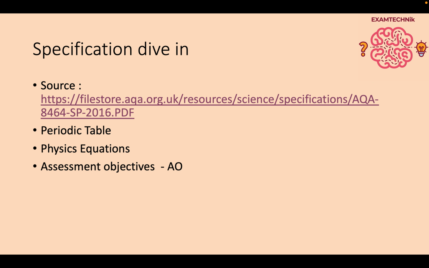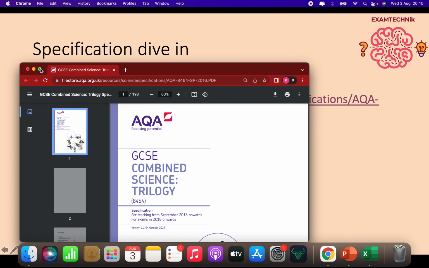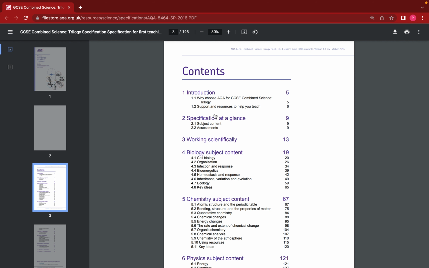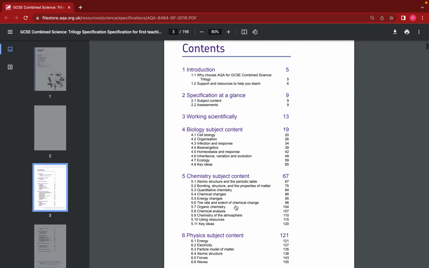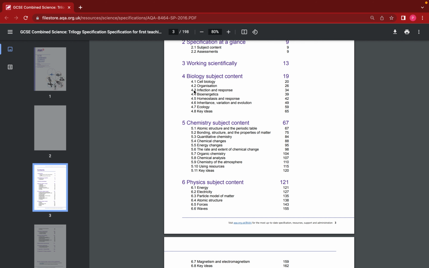We'll have a quick look at the assessment objectives included in the specification, so you get a bit more of an idea about what's being assessed and what the weightings are for those. So if I click on the link, that will hopefully take us to the specification here. It's important to check that it is the right specification. You've got the page here, which is the contents page, and very handily you can click on that and you can see all the different areas of content.